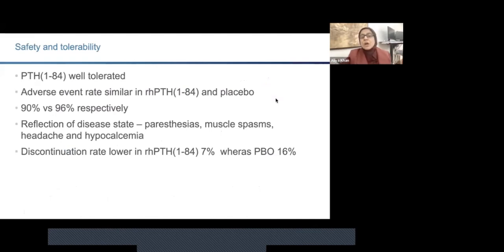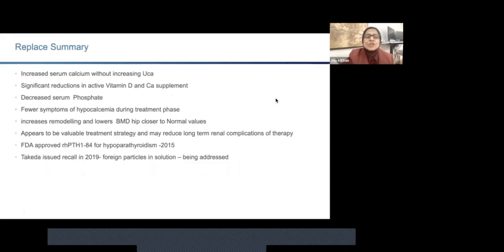The PTH was well tolerated. The adverse events were similar to placebo, and the adverse events were reflective of the underlying disease, hypoparathyroidism. It's associated with numbness and tingling and muscle spasms, headache and hypocalcemia, and the discontinuation rate was lower in the recombinant human PTH group. It was 7%, whereas in the placebo group, it was 16%. So fewer people stopped the PTH in comparison to the placebo. So it was well tolerated and it was an effective medication.